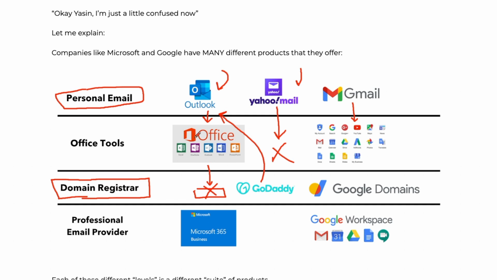But here's the cool thing about Google. Google, not only do they have a personal email, not only do they have Office tools, but they also have another product called Google Domains, which at this point you're familiar with because that is a domain registrar. So you'll see with a Google account, not only do we get personal email, we also get all of the Office tools on the personal level, but then we can also register a domain name with our Google email, okay?